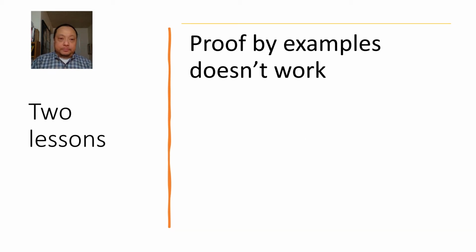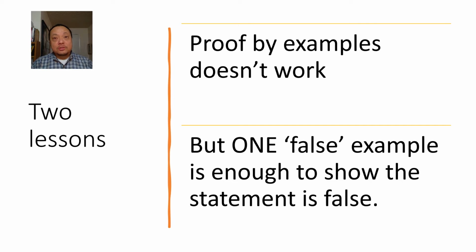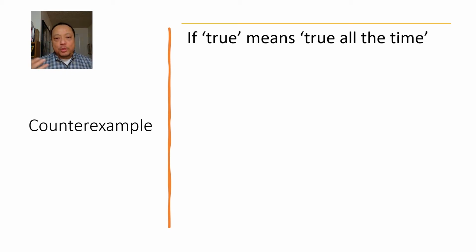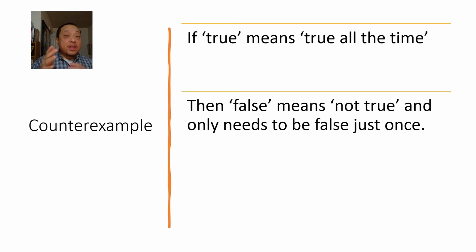That's lesson number 1. Lesson number 2 is one example where it's false is enough to show the statement is false. We call that a counterexample. Here's how it works. If something is supposed to be true, it must be true all the time. Therefore, if something is supposed to be false, that means it's not quote-unquote true all the time, then it only needs to be false just one time.